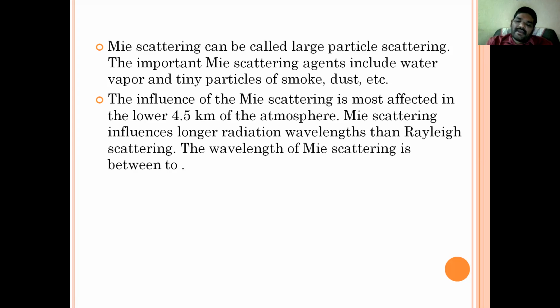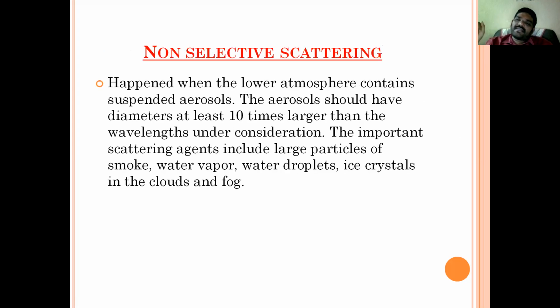Okay. See, next is non-selective scattering. When it happens, the diameter is larger than the wavelength. How much larger? 10 times larger. What particles can we expect which are almost 10 times larger than the electromagnetic radiation? They are nothing but water vapor, droplets, fog, and ice crystals, etc. This is what non-selective scattering is about.